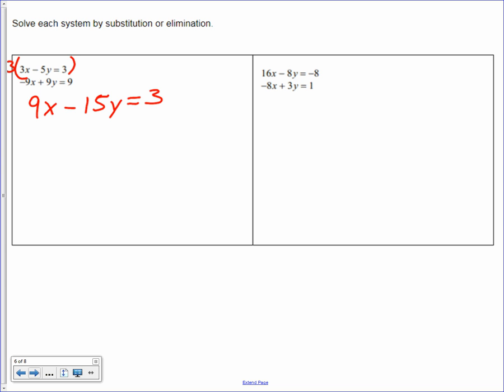So we get 9x minus 5y equals 3, and -9x plus 9y equals 9. So I'm going to add them. These cancel to give me 0. I get -6y equals 18.